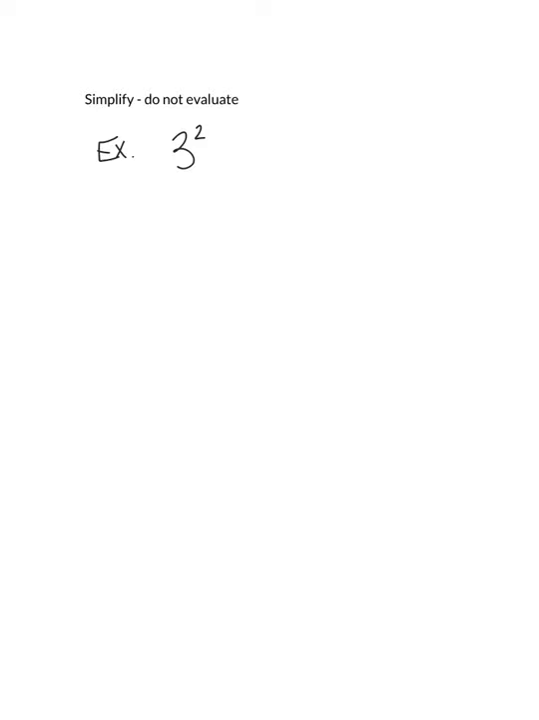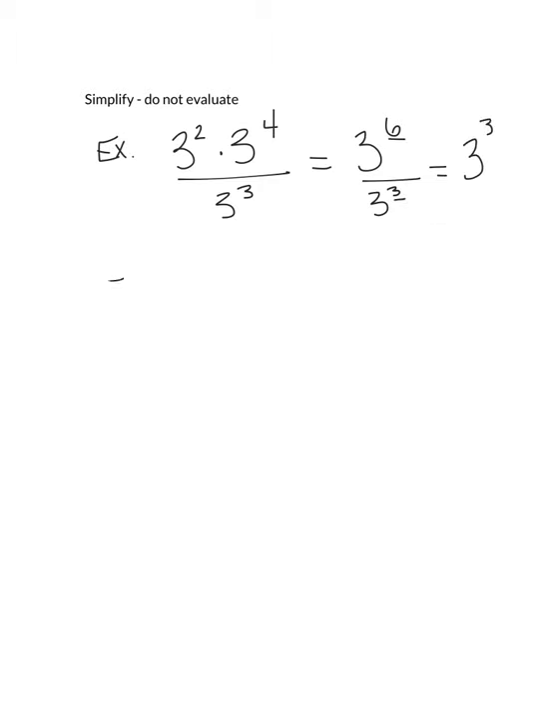So my first example is going to be 3 squared times 3 to the 4 divided by 3 cubed. Now I see in the top I'm multiplying two terms with the same base, so I will be adding those exponents. So the 2 plus 4 does give me a 6. Now that I'm dividing two terms with the same base, I will be subtracting those exponents. So the 6 minus the 3 to give me a 3.